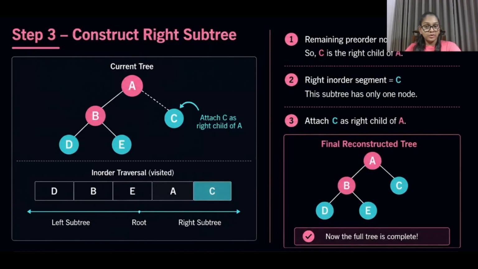Now let's finish the right subtree. At this point, the only remaining node in preorder is C. So C becomes the right child of A. And since the inorder right segment also contains only C, there are no further splits needed. So now the entire binary tree is reconstructed successfully.